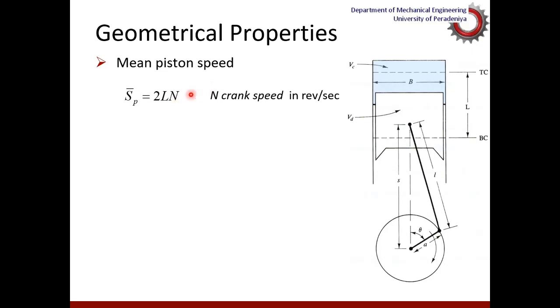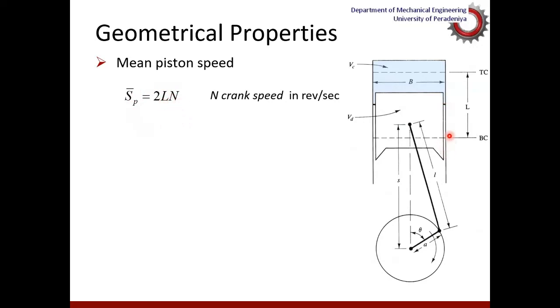On the other hand, there's another way of increasing the mean piston speed, that is by increasing L, the stroke. There's a limit that we can increase the stroke L, and there's a limit that we can increase the value of N, that is the crank speed. So the maximum mean piston speed could be established in an engine by finding the correct values of L and N.